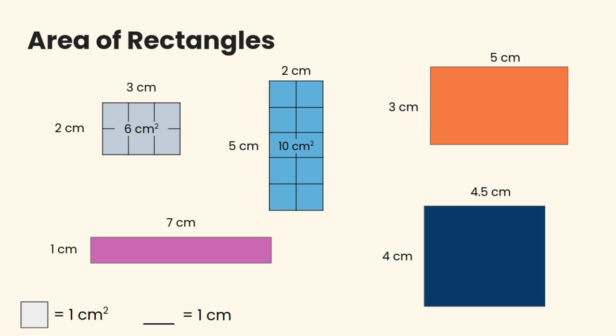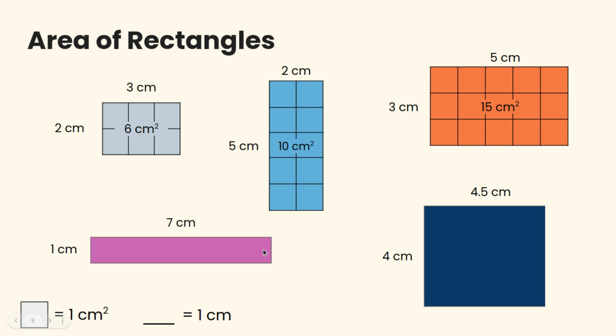Is there another way that we could find the area? Have a look at this orange rectangle. It is 5 centimeters by 3 centimeters. What would the area be? It's 15 centimeters squared, and I can see that 5 centimeters multiplied by 3 centimeters will give me that area too. I can think about that as 3 groups of 5 centimeters. I could think about that as 5 groups of 3 centimeters, or I can picture in those grid lines. Any of these methods will give me that area.